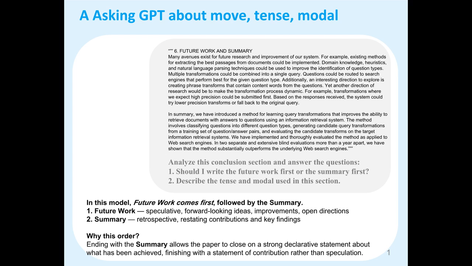The AI's answer, which we will adopt as our model, is that the future work comes first, followed by the summary. The response clearly explains that ending with the summary allows the paper to close on a strong declarative statement about what has been achieved, focusing on contribution rather than speculation. This establishes a crucial structure. Now, let's discuss the rationale behind this specific sequence.